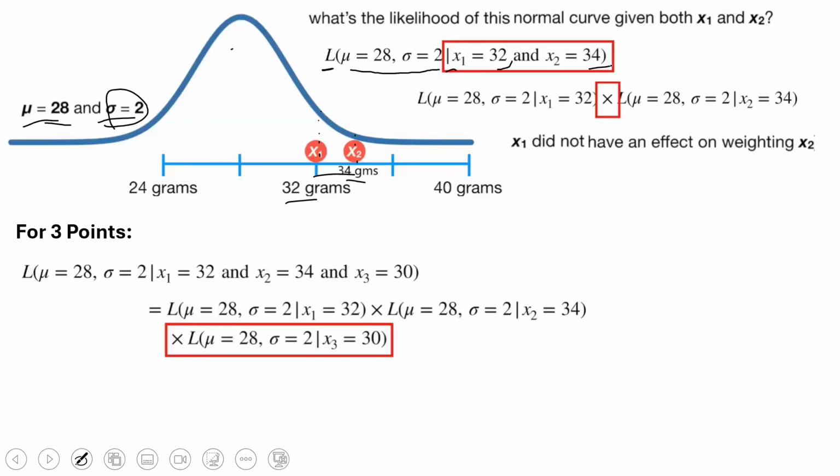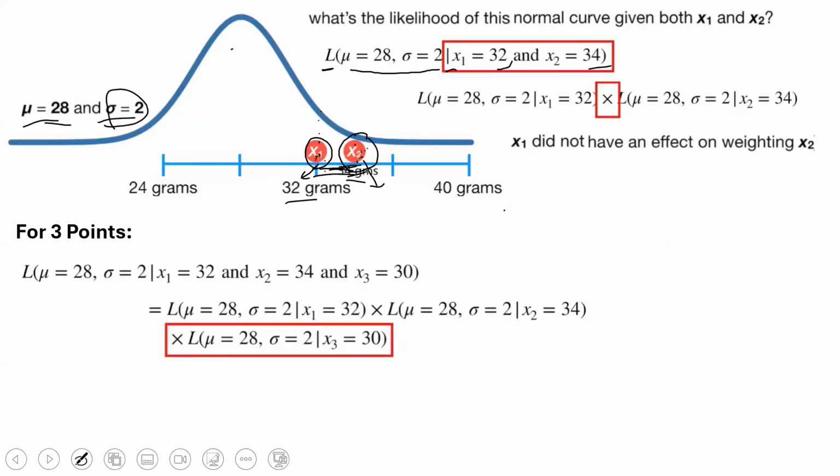Now if you look, this point is independent of this point. Weighing this mouse doesn't depend on weighing this mouse, right? So this mouse's weight would be independent from this mouse's weight. This mouse will not affect the weight of this mouse. Those two are independent activities, right?